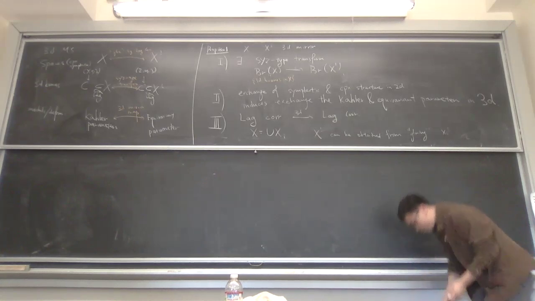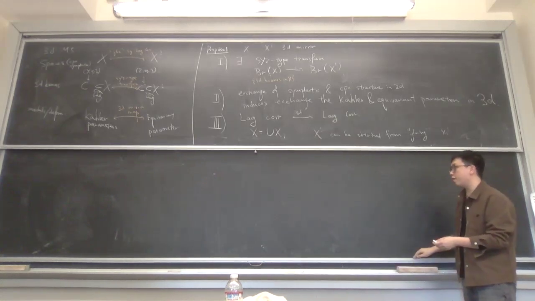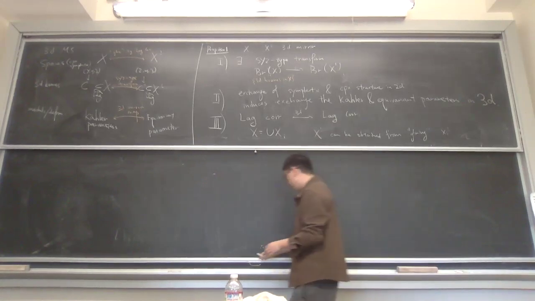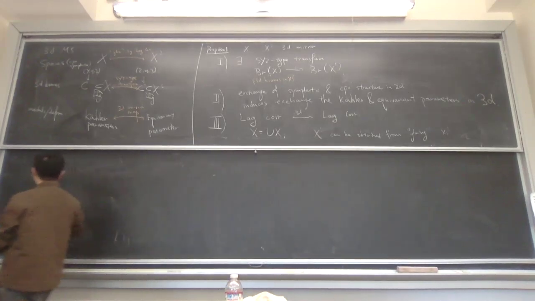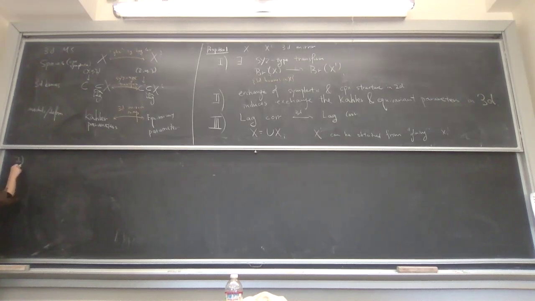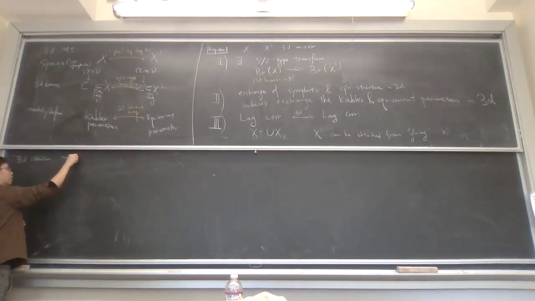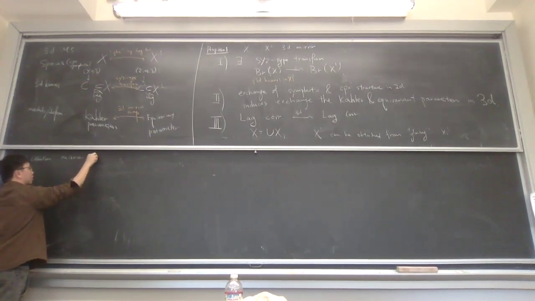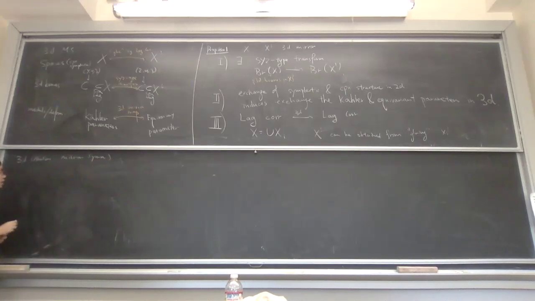Yeah, before telling you much detail, I will just give you some examples first. So I will tell you the abelian 3D mirror symmetry. Okay. So suppose you have an exact sequence of complex tori.